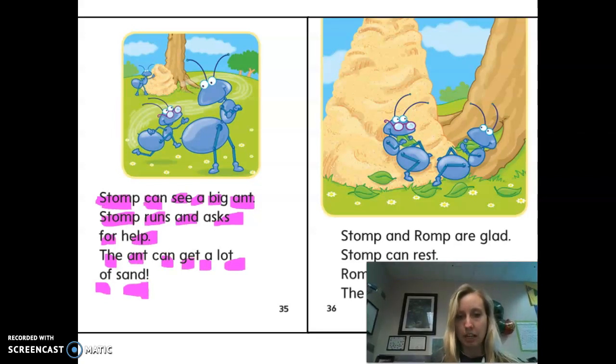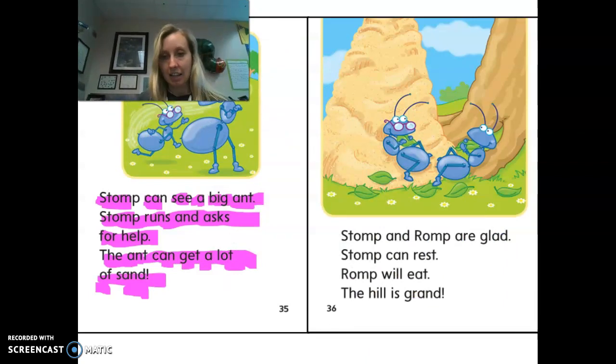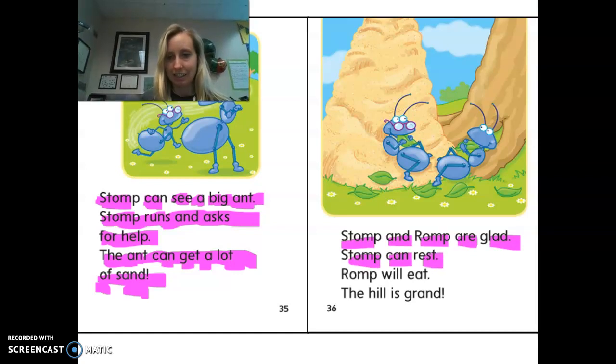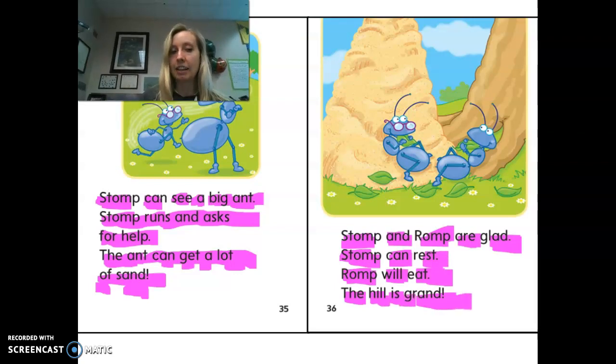Together, Stomp can see a big ant. Stomp runs and asks for help. The ant can get a lot of sand. Okay, your turn. Together, Stomp and Romp are glad. Stomp can rest. Romp will eat. The hill is grand. Grand means like wonderful.